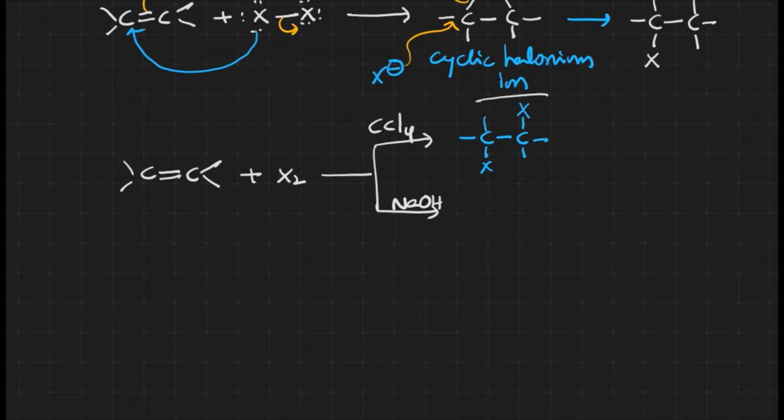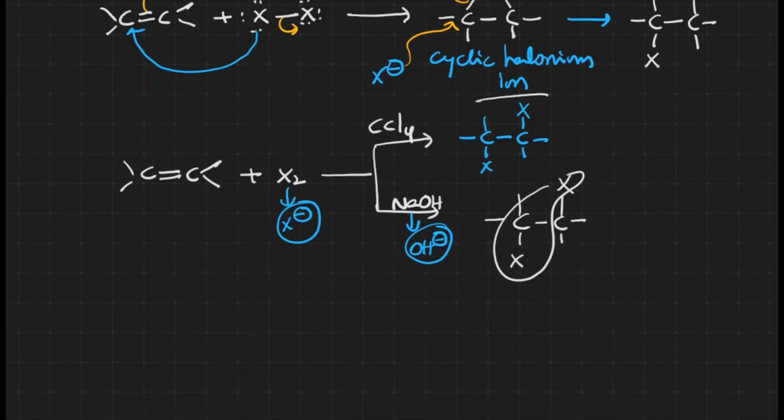But when the reaction goes this way, here we have X minus and here we have OH minus also. We have two kinds of nucleophiles over there, meaning the negative part of the reagent and hydroxide. See what happens in this reaction. The first reaction gives the trans addition product as it is, with X and X. This is the trans addition product.